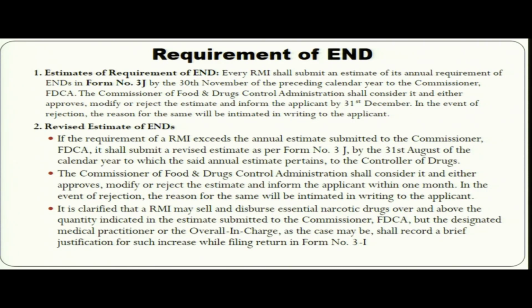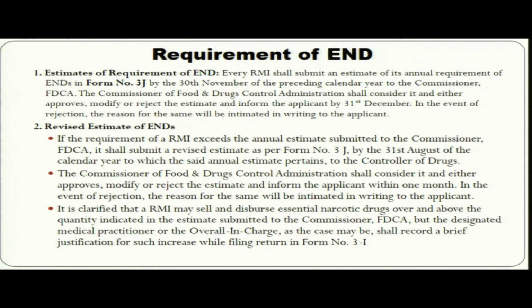Revised estimate of ENDs. If the requirement of an RMI exceeds the annual estimate submitted to the Commissioner FDCA, it shall submit a revised estimate as per form number 3J by the 31st August of the calendar year to which the said annual estimate pertains to the Controller of Drugs. The Commissioner of Food and Drugs Control Administration shall consider it and either approve, modify or reject the estimate and inform the applicant within 1 month. In the event of rejection, the reason for the same will be intimated in writing to the applicant.